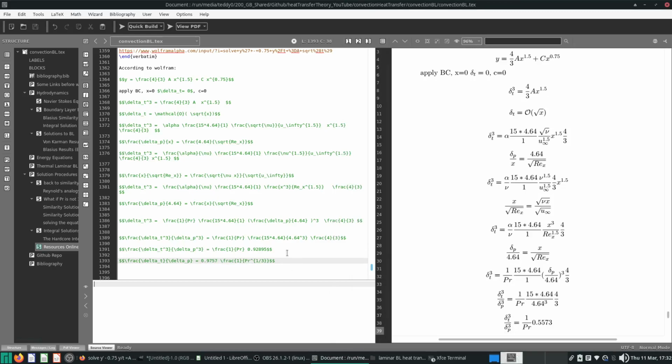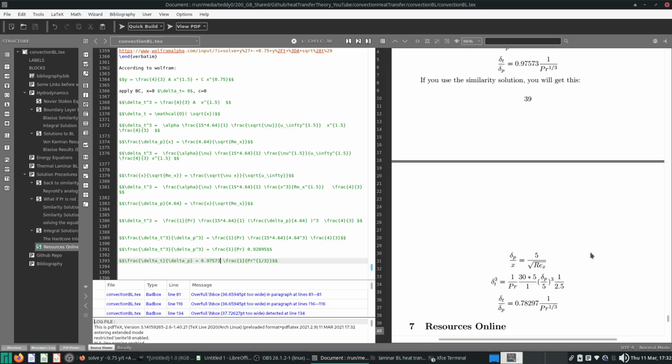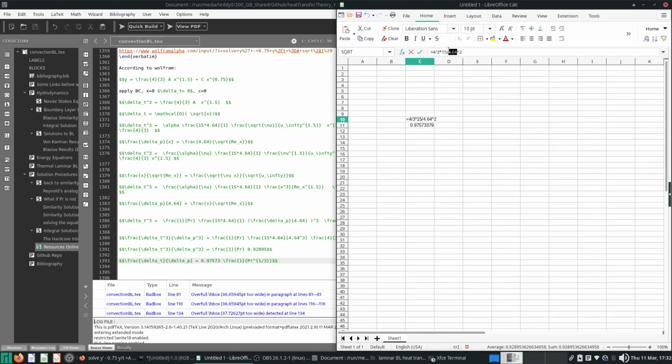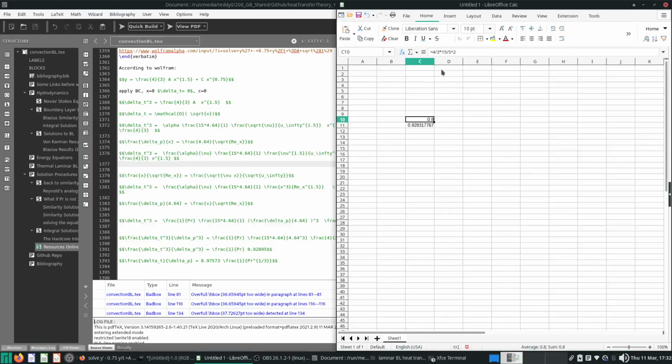0.9757. If you want to be more particular, you can put an extra decimal place there. So this should be the correct solution, but it still scales as Prandtl to the 1/3. So the similarity solution will be slightly different. It will be even closer to 1. So we'll just replace with 5 squared over here.